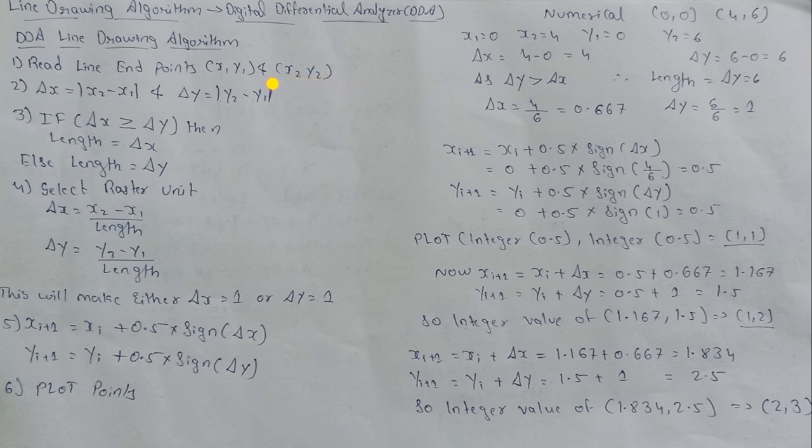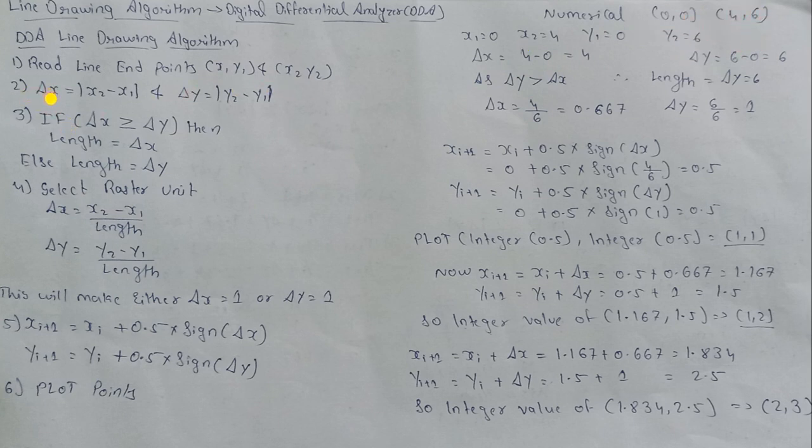Whatever points or coordinates we get, we call them x1, y1 and x2, y2. This is the first coordinate point and this is the second coordinate point, meaning the endpoints: the first point and the last point. The first point is 0, 0, and the last point is 4, 6. This is the x value and this is the y value.